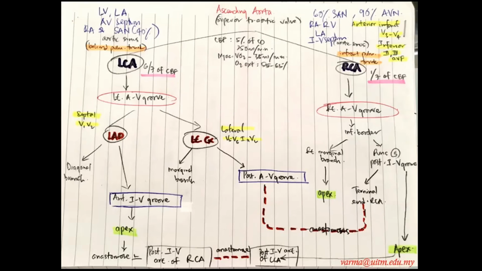Okay, next. RCA, as I mentioned, goes to your right atrioventricular groove. It becomes PDA and then the anastomosis is part. So LAD and circumflex run in the anterior interventricular groove, run until the apex. Then it becomes anastomosed with your posterior descending artery. So this is your anastomosis here.